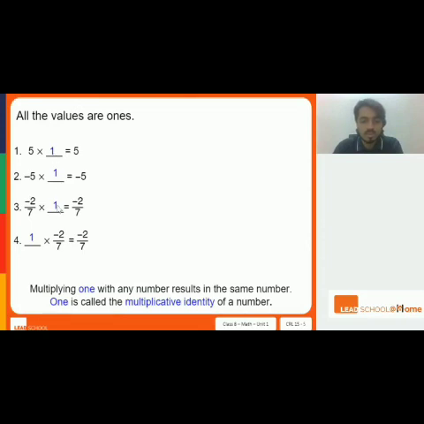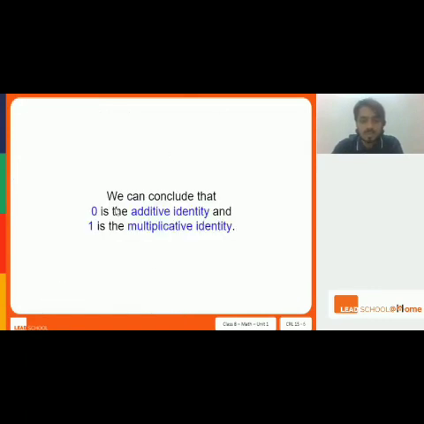So all the values that came here are 1. So the pattern is when we multiply 1 with any number, it results in the same number, right? You can see this in these 4 examples. Multiplying by 1 results in the same number. So 1 is called the multiplicative identity of a number. So we discussed the additive identity. Now this is the multiplicative identity. So we can conclude that 0 is the additive identity and 1 is the multiplicative identity.